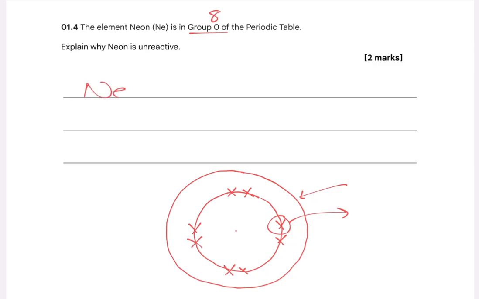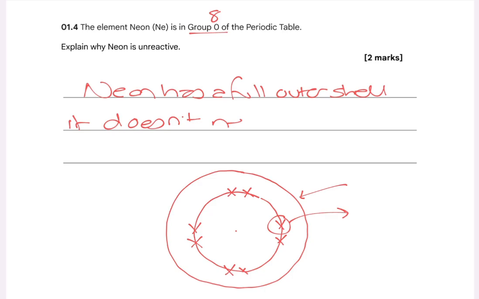So in order to answer the question, neon has a full outer shell, which is point number 1, and because it's got a full outer shell, it doesn't need to lose or gain an electron. And always make sure you're talking about electrons, obviously.